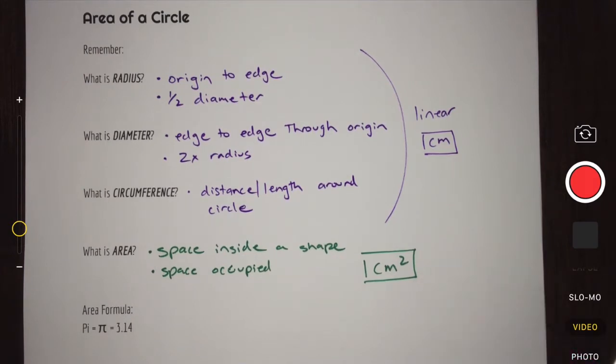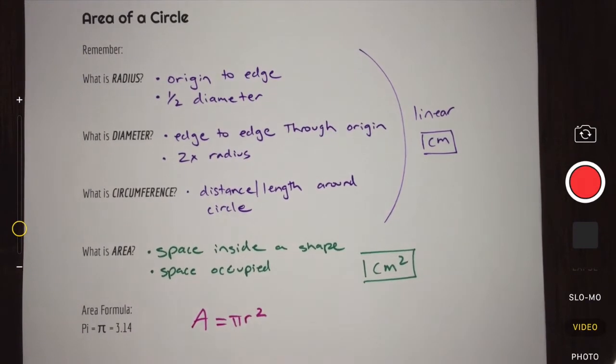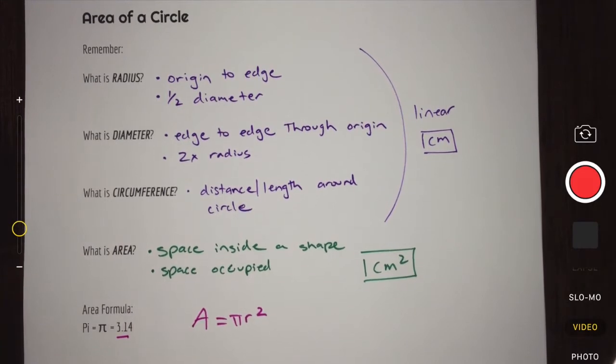Now, in order to find the area of a circle, the formula that we're going to use is area equals pi r squared. We're remembering that for pi, we're going to use 3.14, and we're going to use some functions and some things that we already know about math to help us use this formula to figure out the area of a circle.